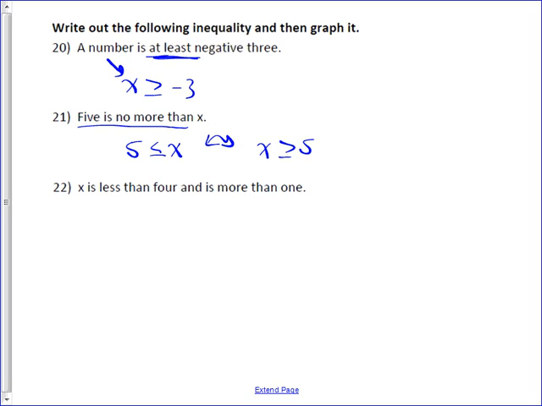And then 22, x is less than 4 and is more than 1. So this is an AND inequality. So you have x less than 4 and x is more than or greater than 1. And so that would be what it is, and you have to have the AND inequality to let us know that that's what's called a conjunction.